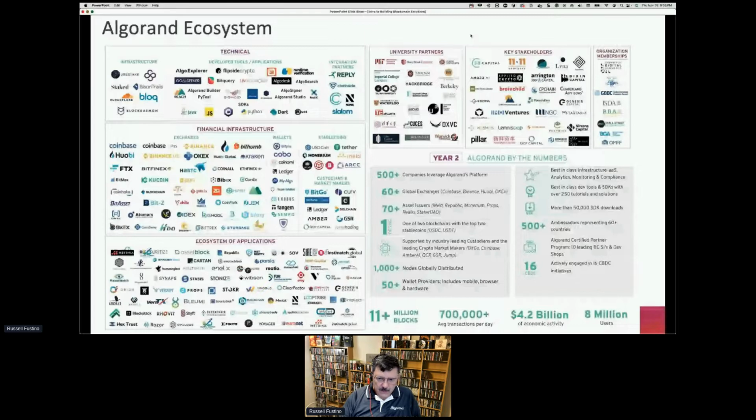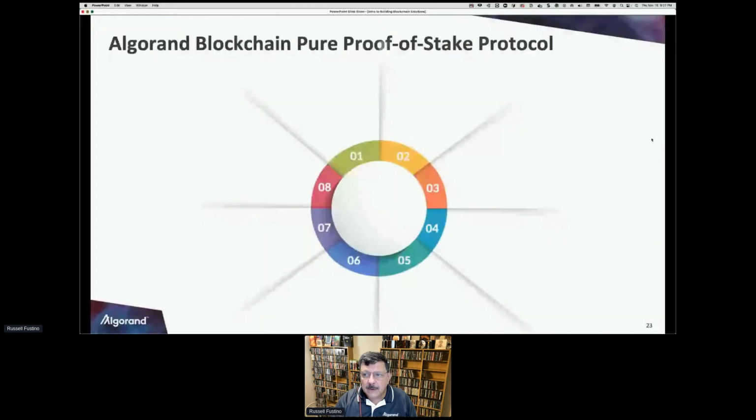You see here we've got a lot of financial infrastructure and ecosystems and technical applications, as well as we went mainnet about 2.5 years ago. We got over 500 ambassadors representing 60 countries. Those are like our most valuable professionals, and really a lot of goodness here going on with this platform.